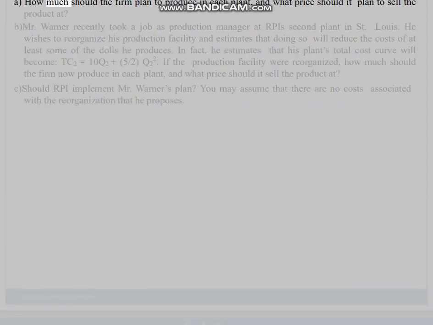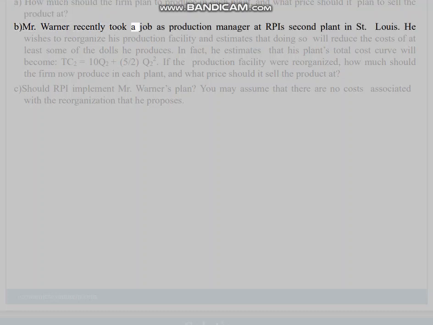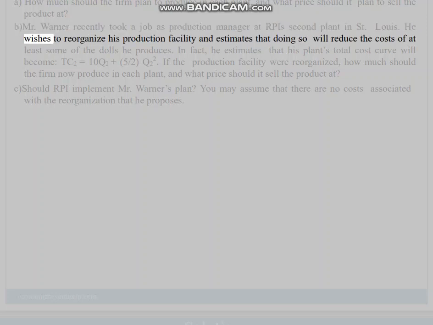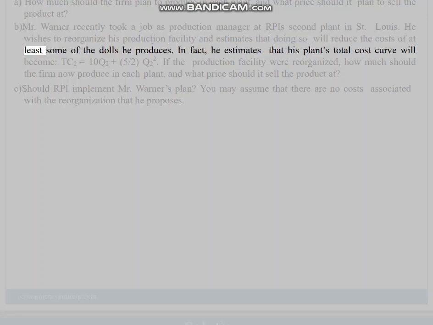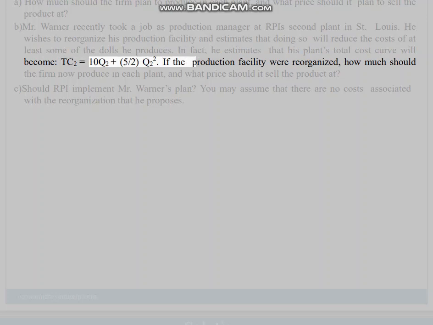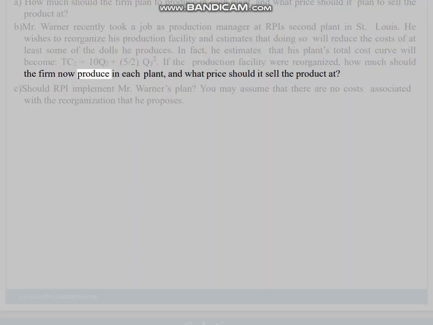A. How much should the firm plan to produce in each plant, and what price should it plan to sell the product at? B. Mr. Warner recently took a job as production manager at RPI's second plant in St. Louis. He wishes to reorganize his production facility and estimates that doing so will reduce the costs of at least some of the dolls he produces. In fact, he estimates that his plant's total cost curve will become TC2 = 10Q2 + 5/2 Q2^2. If the production facility were reorganized, how much should the firm now produce in each plant, and what price should it sell the product at?